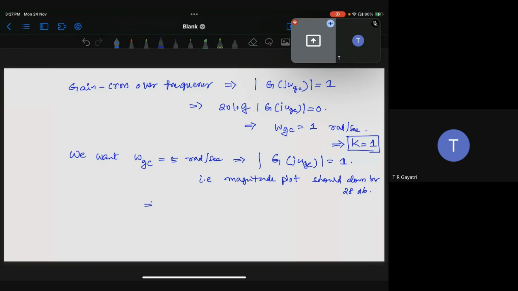So 20 log k is equivalent to minus 28. It has to come down. Then k is equivalent to 10 power minus 28 by 20, because this is log k base 10. That is equivalent to 0.0398. For that value of k, we will get our gain crossover frequency as 5.